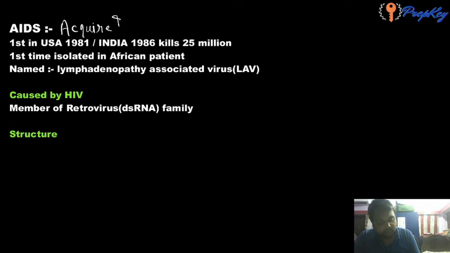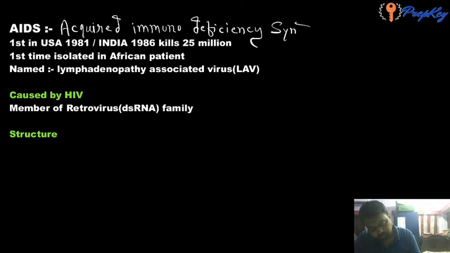Acquired immunodeficiency syndrome. Okay? Let's see. This was first detected in the USA in 1981, but in India in 1986, in Chennai.